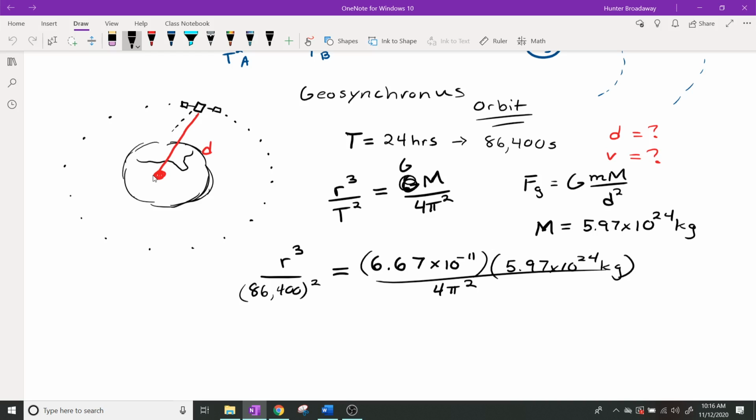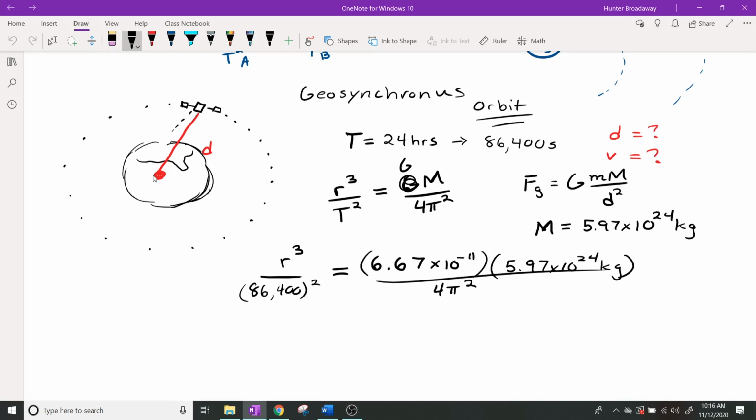Are you trying to do the cubed root? You can do the cubed root in the calculator by doing this. This is the old school way, caret 1/3. The 1/3 power is the same thing as the cubed root. It's probably an easier way to do it. I think everybody's starting to get 4.2 times 10 to the 7th.